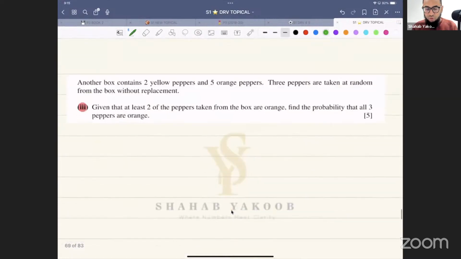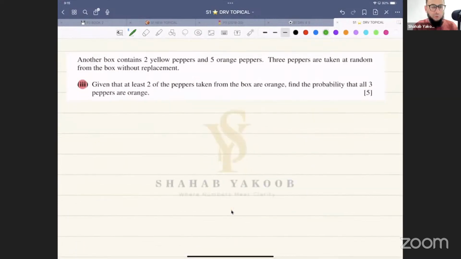Now let's move to this one. This is like a traditional question, nothing special as such. Another box contains 2 yellow papers. Let me use this orange color for orange paper, and for yellow, let me use blue. So 2 yellow and 5 orange. Then it says 3 papers are taken at random from the box without replacement.